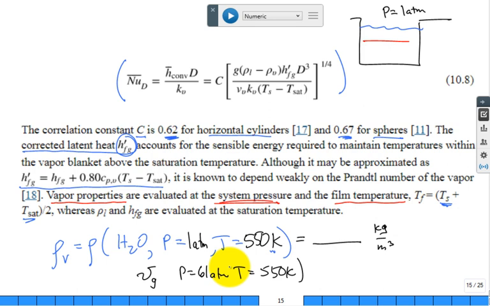Or you could do it another way. How many people said, I believe it's going to behave as an ideal gas? And so the rho of the vapor would be the pressure divided by R bar over the molar mass of the vapor, times the absolute temperature. Anybody do it that way?